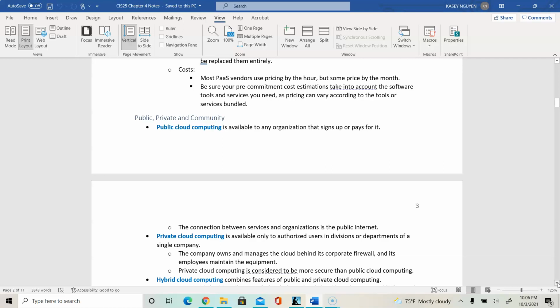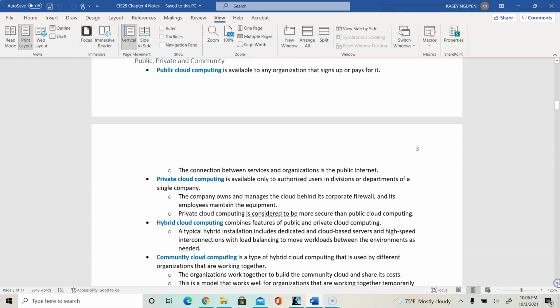Private cloud computing is going to be for only authorized users in the department of a single company, and private cloud computing is available via the company that owns it, so they would have their own data center, and so the company would then need to maintain those types of systems using firewalls and security appliances, and private cloud is considered more secure than public cloud computing.